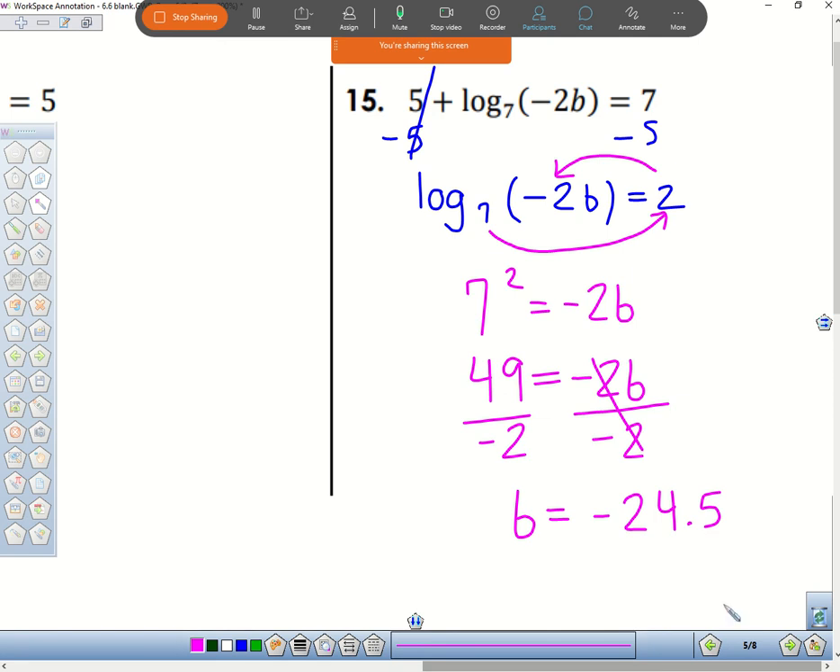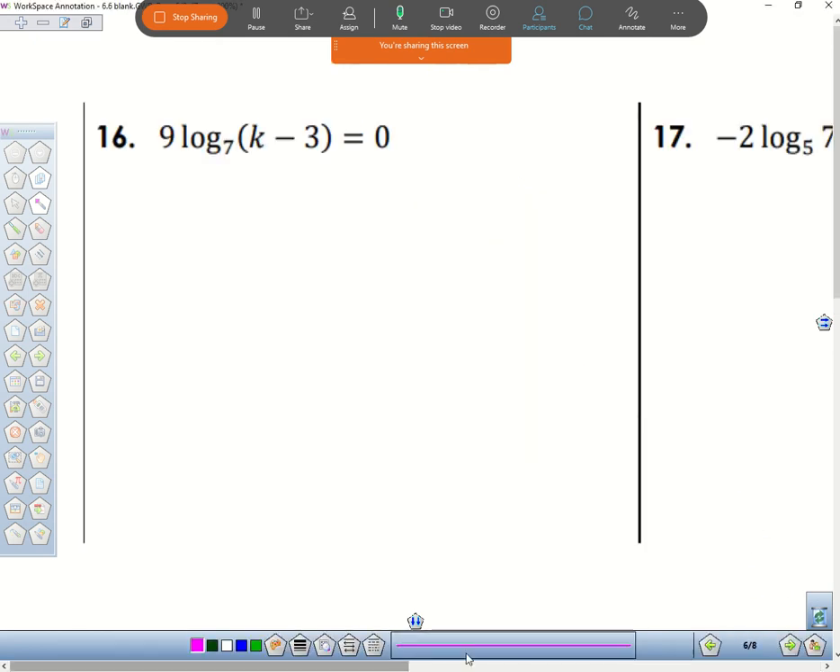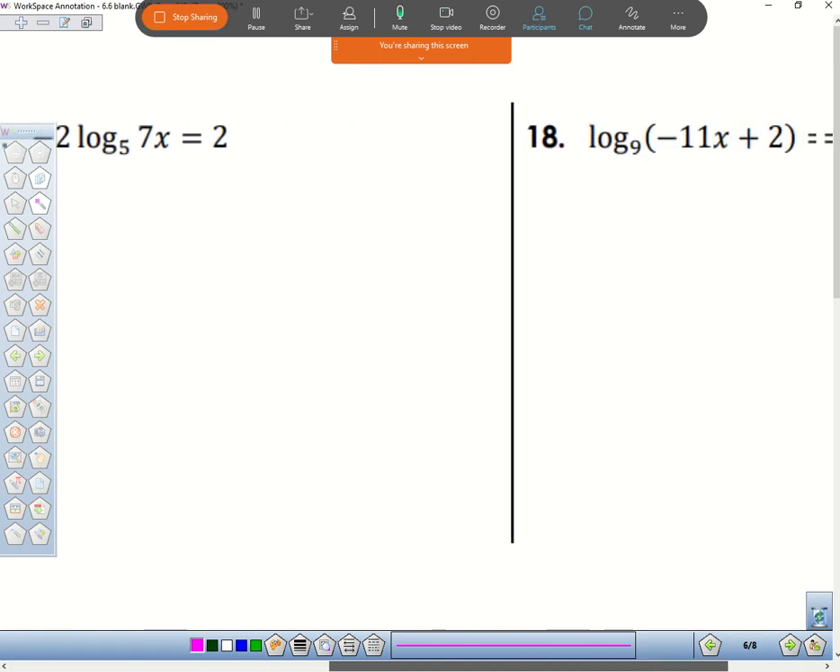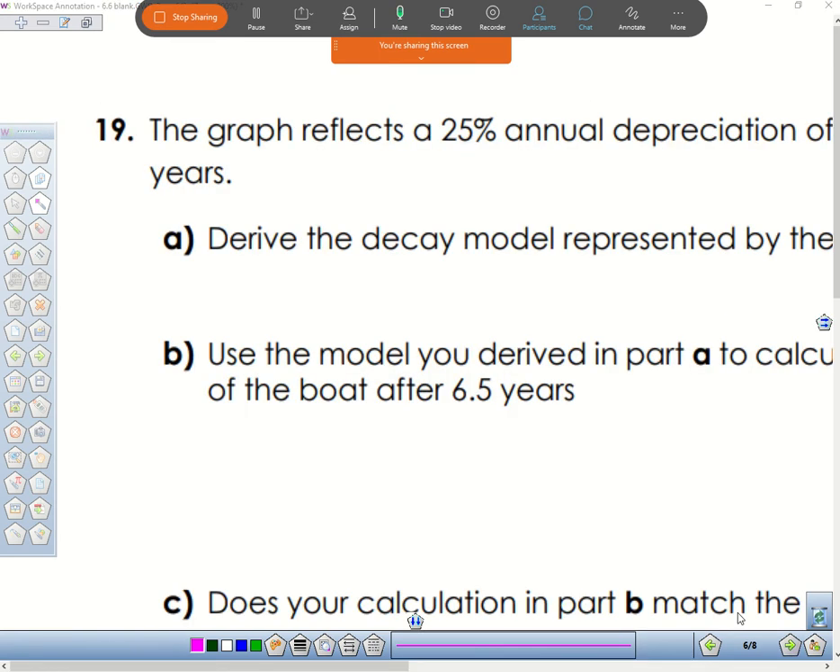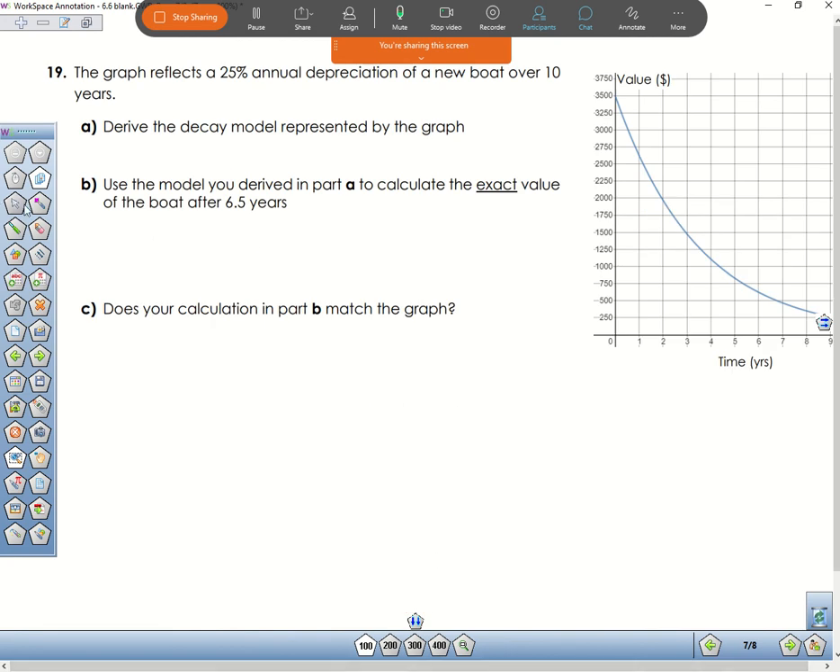Make sense? All right. My other request on here was number 19. Before we move on to 19, does anybody have any questions about 15? All right, so let's do 19 next. Oh, of course, number 19. You always go right for the word problems, huh?